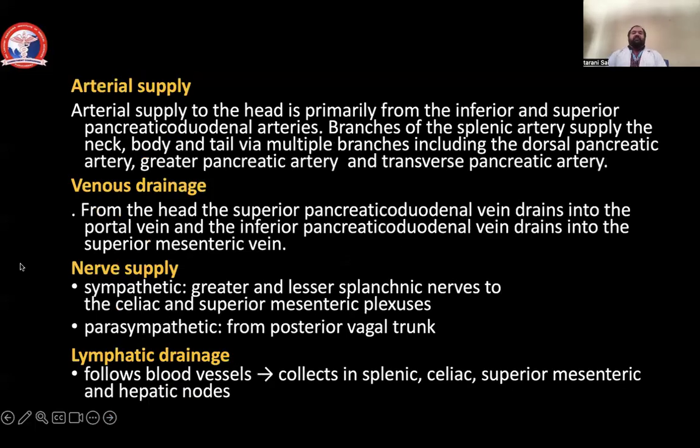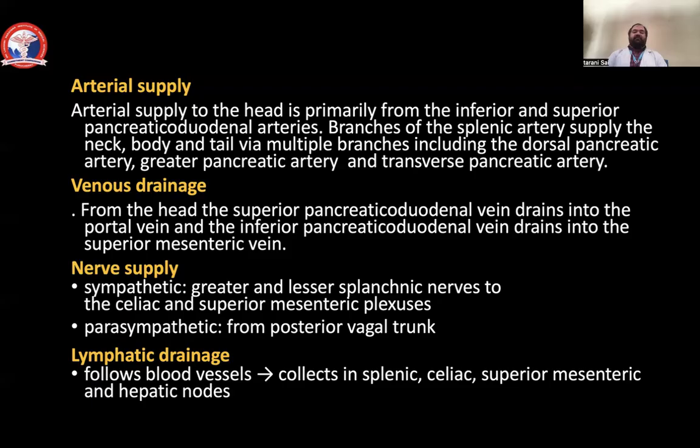Arterial supply. The arterial supply to the head is mainly from the inferior and superior pancreaticoduodenal arteries. Branches from the splenic artery supply the neck, body, and tail via multiple branches, including the dorsal pancreatic artery, greater pancreatic artery, and transverse pancreatic artery. Venous drainage. From the head, the superior pancreaticoduodenal vein drains into the portal vein, and the inferior pancreaticoduodenal vein drains into the superior mesenteric vein.